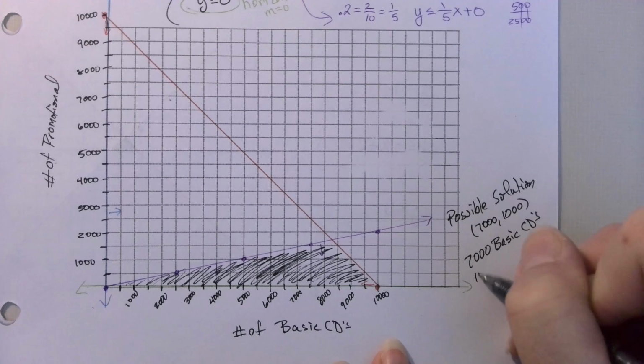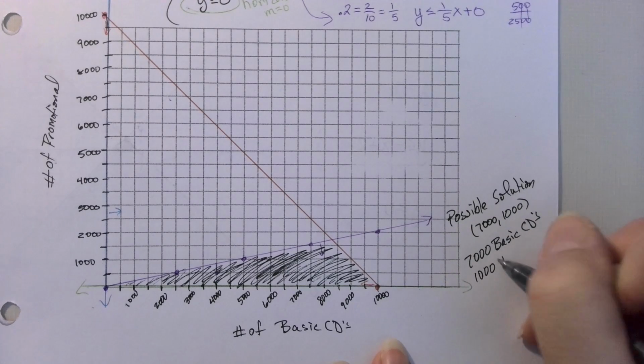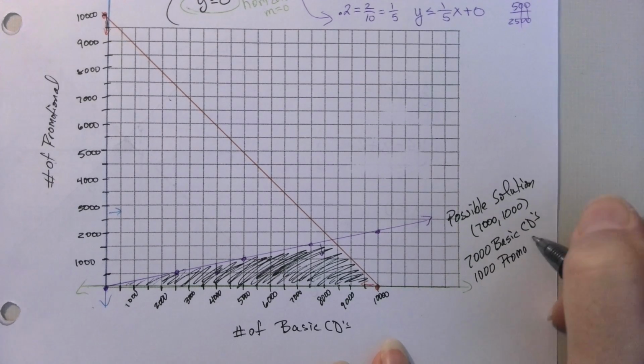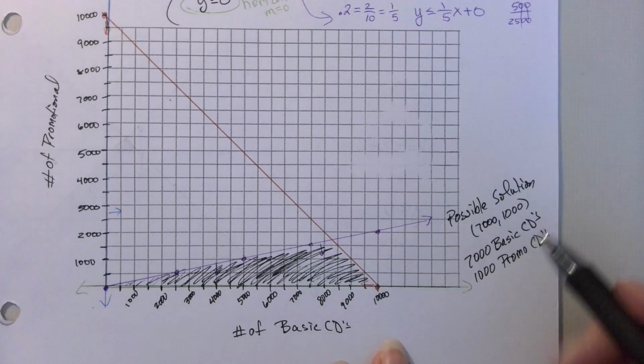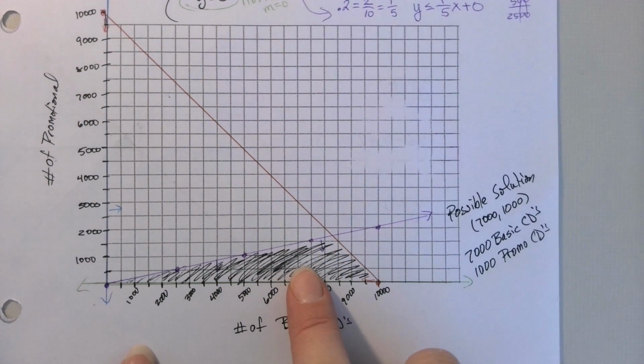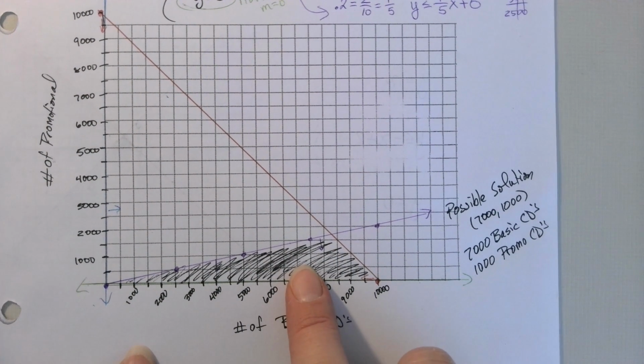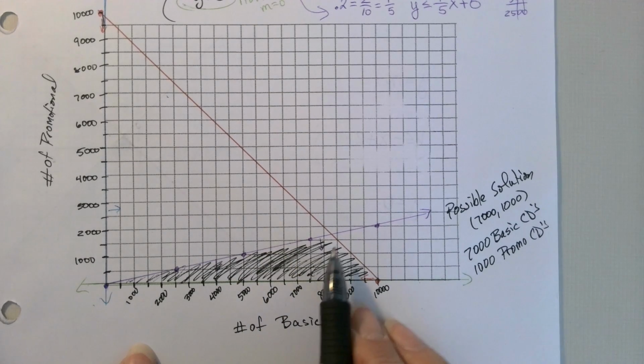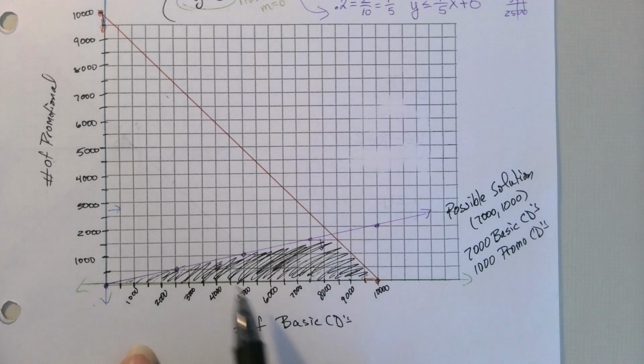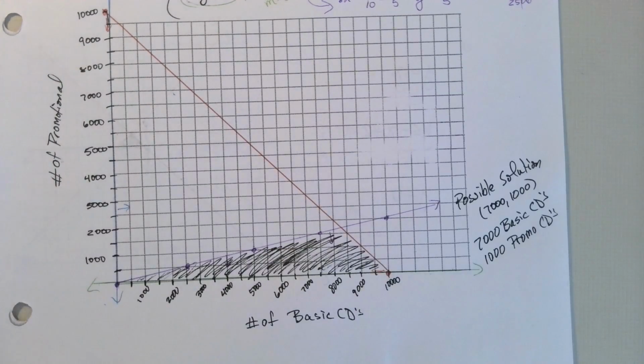and 1,000 promotional CDs. So you need to be specific with your labels. But there are lots of possible solutions. We are talking about whole numbers, no negatives, no decimals, okay? But if I'm picking something closer on the line, I better double check it, because my graph's not perfectly accurate because we're not counting by ones.